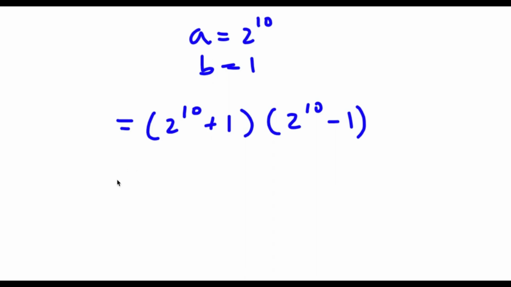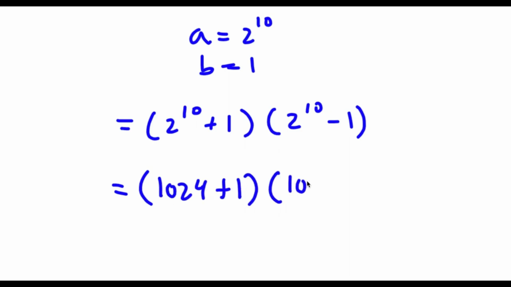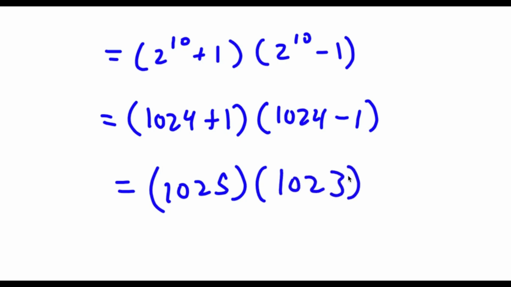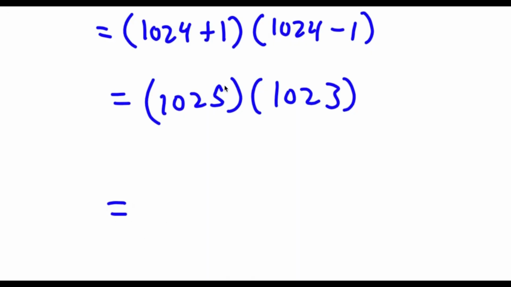Now, 2 to the power of 10, this is equal to 1024. So now I have 1024 plus 1 times 1024 minus 1. 1024 plus 1, that's going to be equal to 1025. And 1024 minus 1, that's equal to 1023. So now I'm left with 1025 times 1023. So now, let's go ahead and evaluate this.